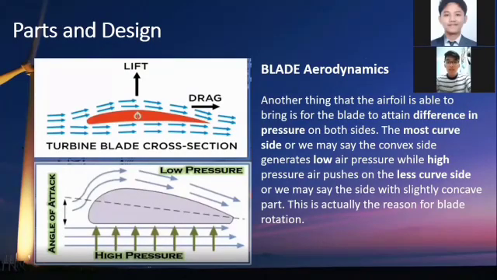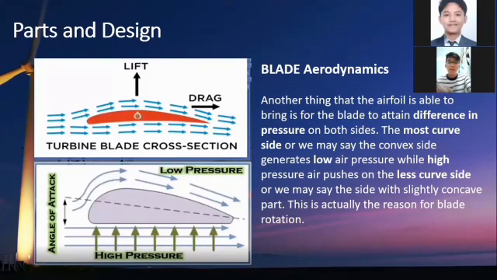So, blade aerodynamics. Another thing that the airfoil is able to bring is for the blades to attain a difference in pressure on both sides. The most curved side, or we may say the convex side, generates low air pressure, while the high pressure air pushes on the less curved side. Or we may say the slightly concave part.